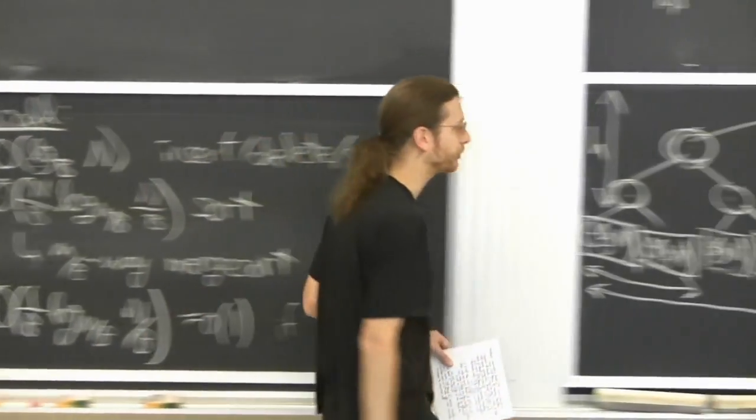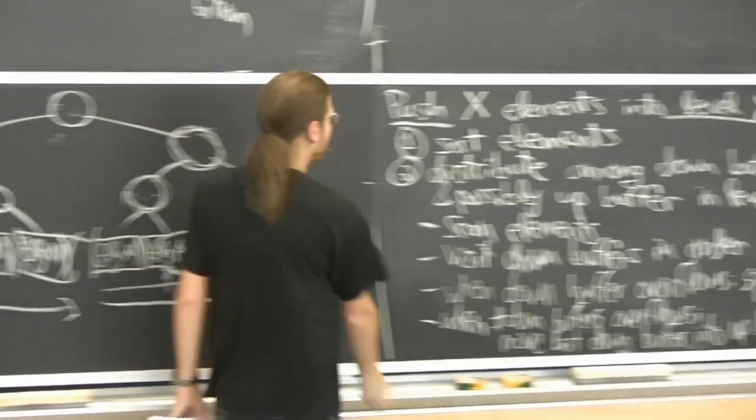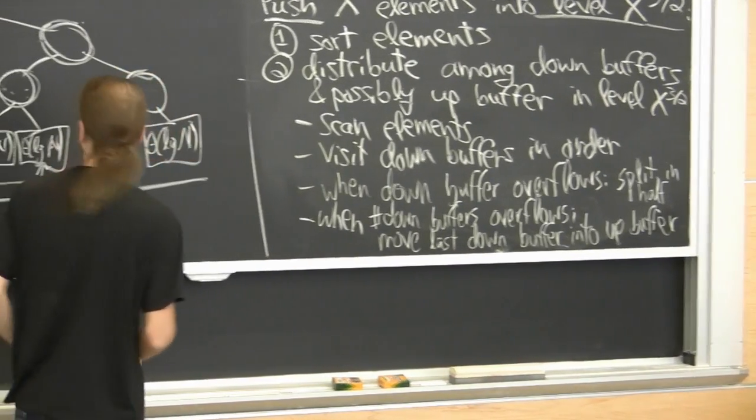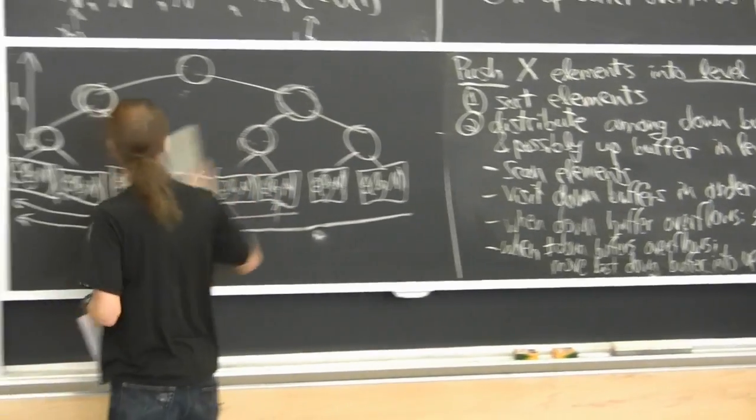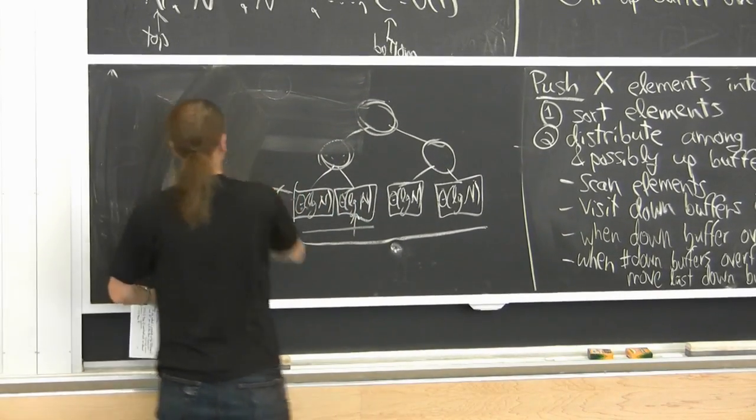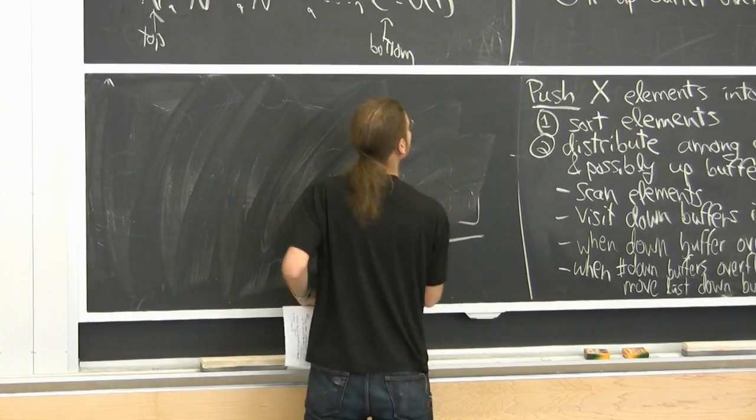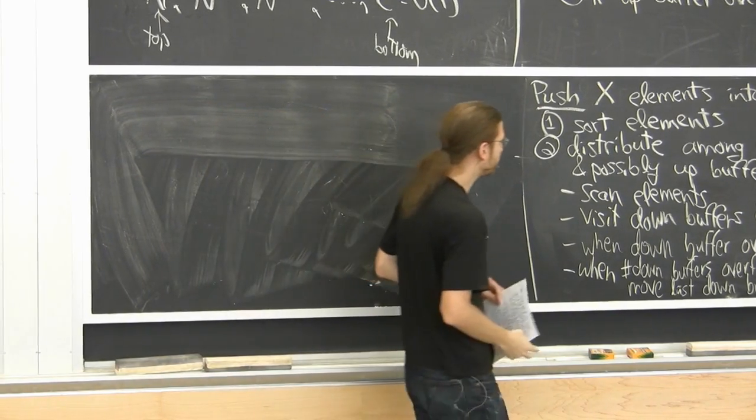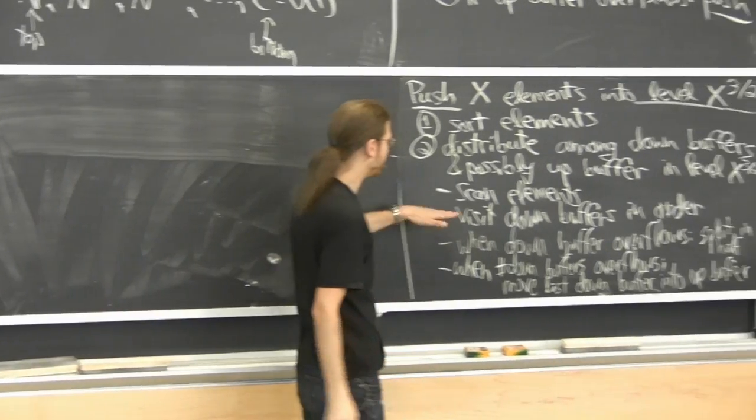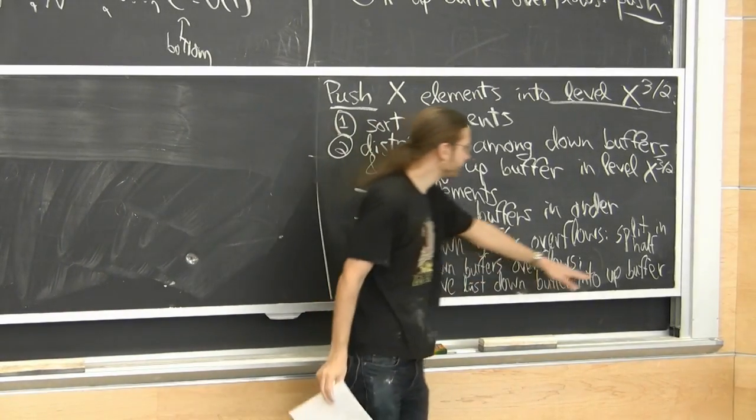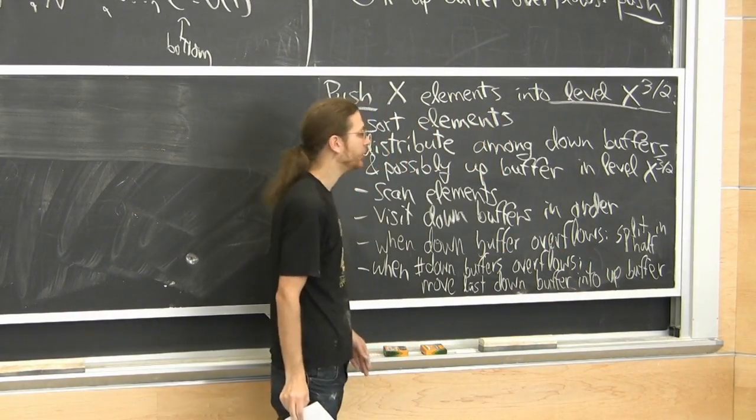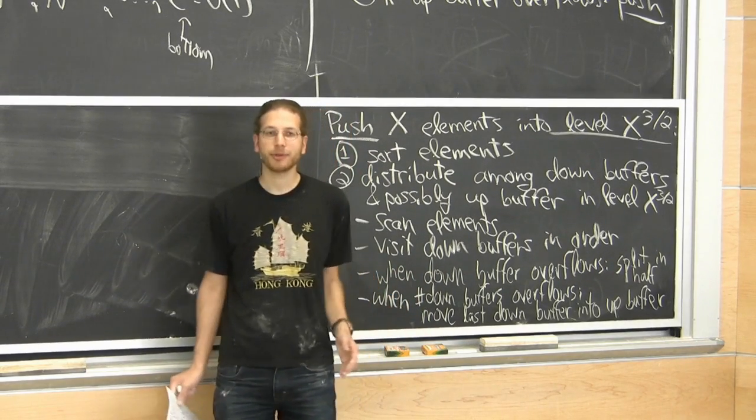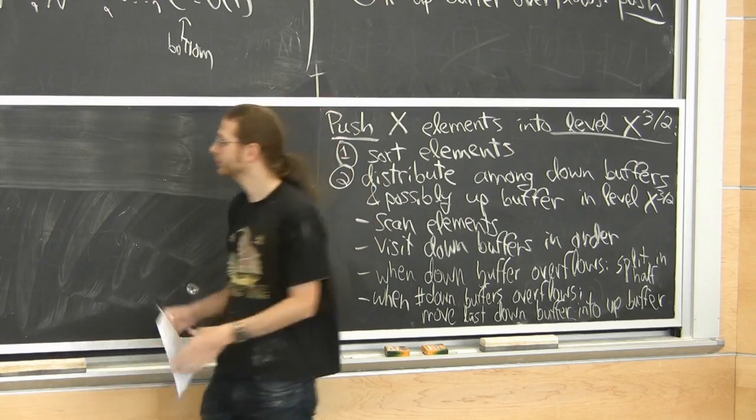There's one more step, which is the recursion. So I need to recurse somehow. In general, I'm at some point inserting things into the up buffer. The up buffer might overflow. That's the one last thing that could overflow. When that happens, I just push it to the next level up.